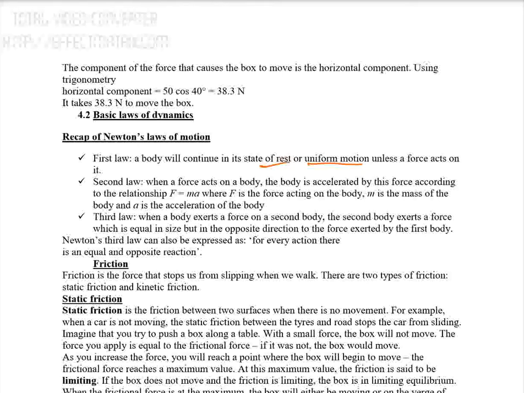And the second law states that if there is an external force, the object will what? Accelerate. And the acceleration of the body is always towards what? The direction of the net force. Therefore, it's expressed in the form of F is equal to mass times acceleration. And the third law is the action-reaction force. When we exert a force on a body, the body will exert an equal force on the exerting object in the opposite direction. This is Newton's third law.